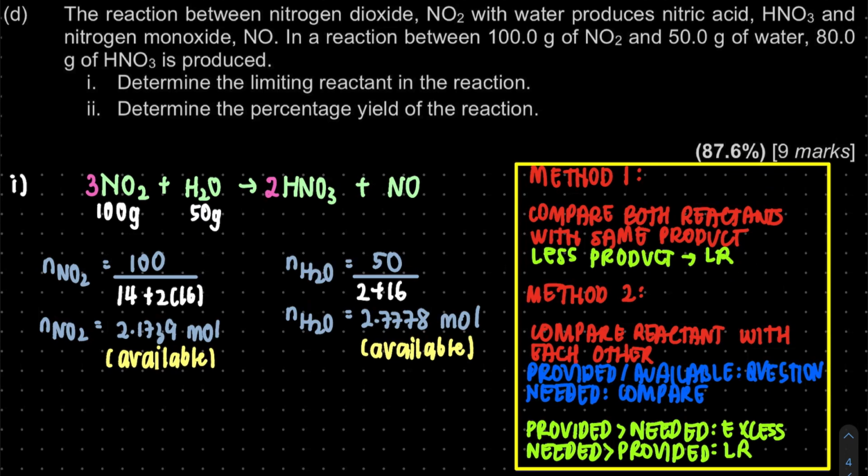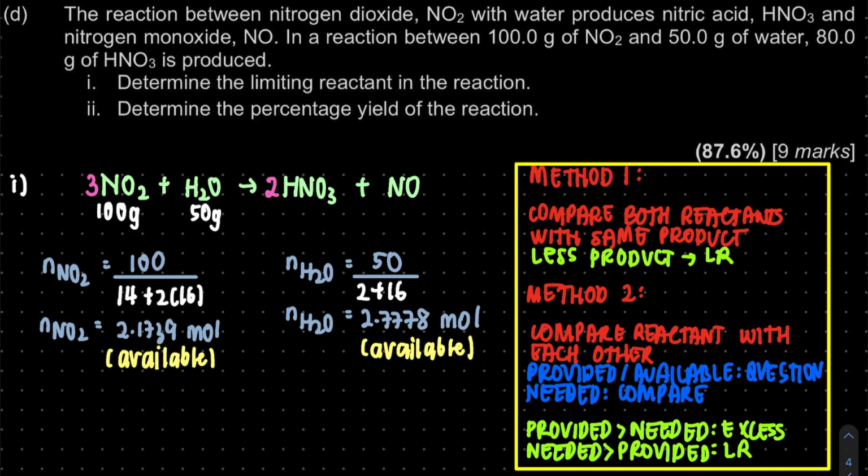Or you can compare the reactants with each other. For method 2, you have to know which one is provided and which one is needed. Provided or available is the one from the question itself, and when you compare it with each other, that is the one that is needed for the reaction itself. Both methods are correct. Method 1 is quite a long one because you have to compare both reactants with the same product. It seems long, but actually it's more straightforward, because in method 2 you only compare once.